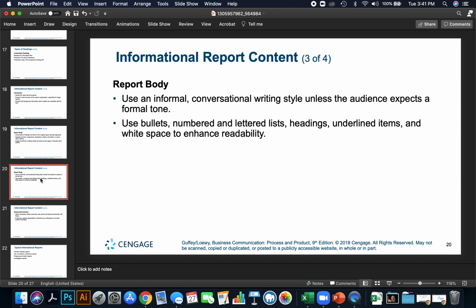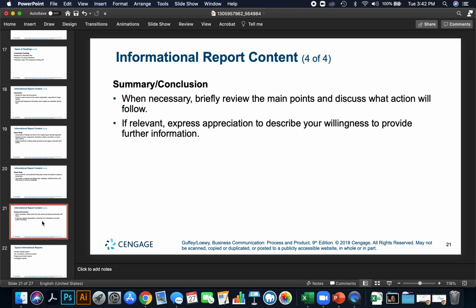Use an informal, conversational writing style unless the audience expects a formal tone. Use bullets, either numbered and lettered, headings, underline items, and white space to enhance readability. In your summary and conclusion, when necessary, briefly review the main points and discuss what action will follow. If relevant, express appreciation and describe your willingness to provide further information.